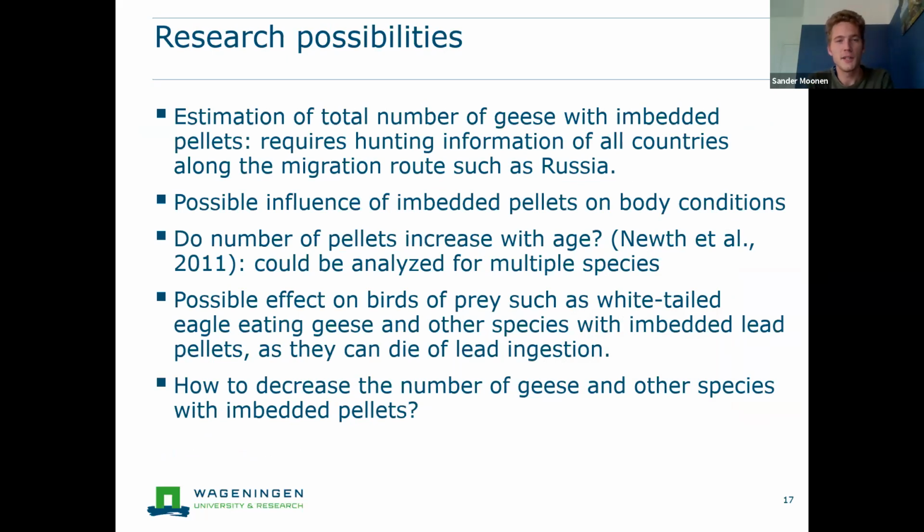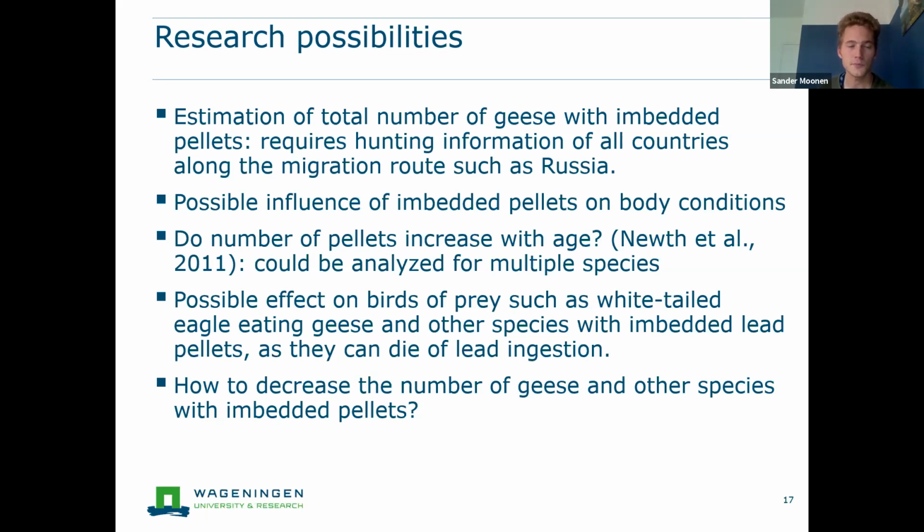Some research possibilities. An estimation of the total number of geese with embedded pellets. This requires, like I just explained, information of all countries along the migration routes, such as, for example, Russia, of which we do not know how many geese are hunted. Another possibility is to investigate the possible influence of embedded pellets on body condition. Jesper already did this on pink-footed goose and didn't find an influence.